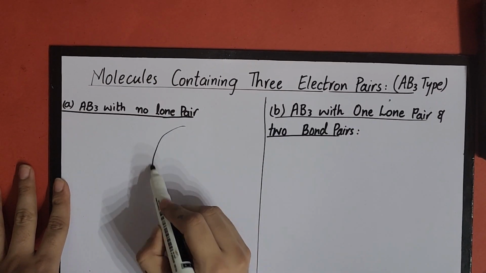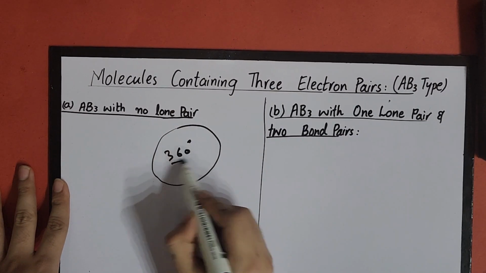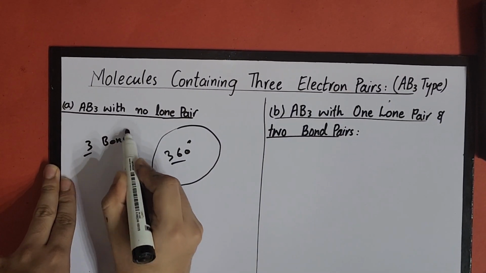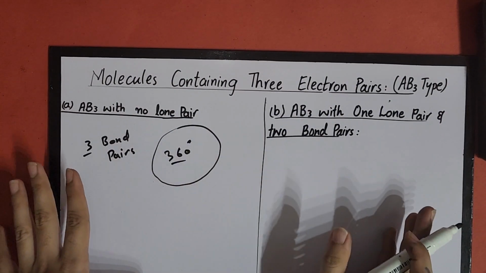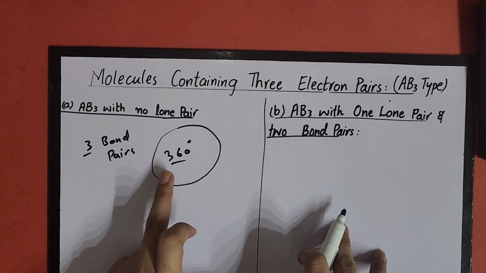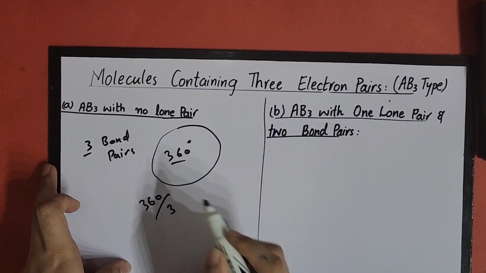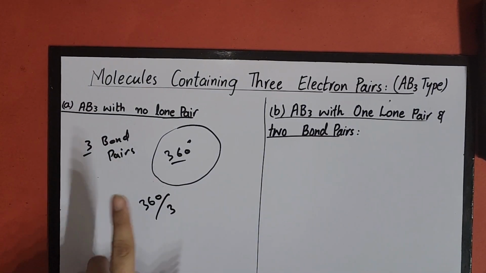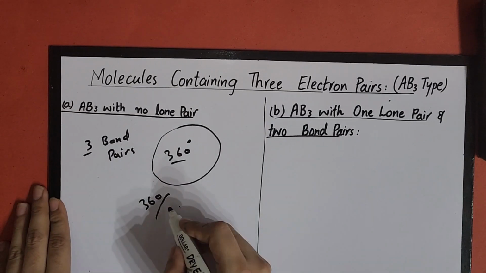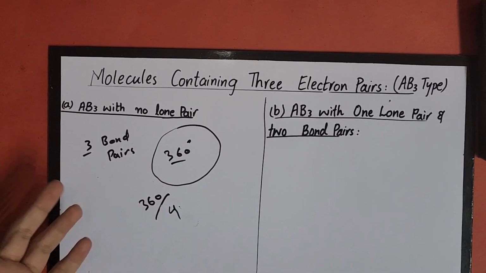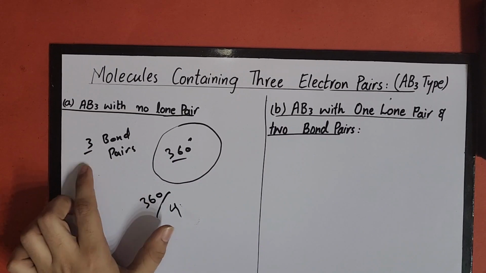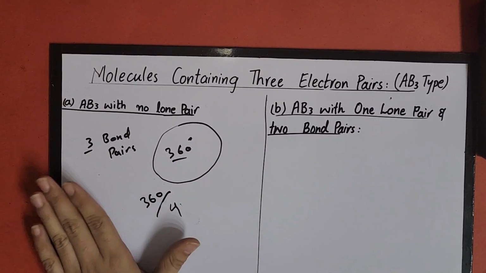So if we draw a circle, it has a 360-degree angle. If it has 3 bond pairs and you want to put these 3 bond pairs at an equal and maximum distance from each other, simply divide 360 by 3. How many bond pairs are present? 3. If there are 2 bond pairs, simply divide 360 by 2. If you have 4 bond pairs, simply divide 360 by 4. The answer will be the maximum distance. You have to keep these bond pairs apart from each other. I hope you get my point.